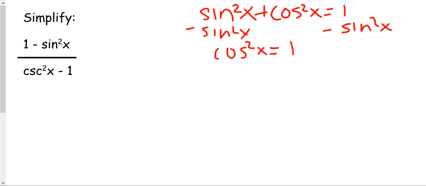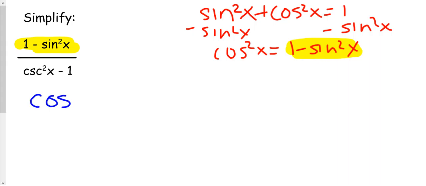And this is so important because what I have now matches the given expression. So whenever you see that match, you can make a direct substitution. Instead of writing 1 minus sine squared x, I can make that substitution and instead write the cosine squared x.